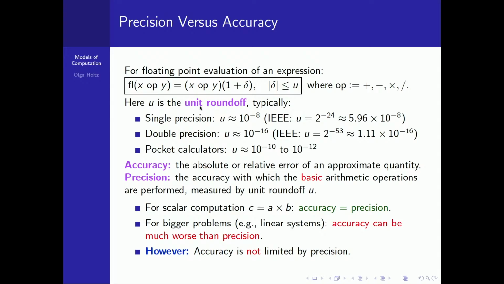If you're performing a single scalar computation, these 2 agree. Accuracy is precision, but otherwise they do not agree. And again, accuracy can be much, much worse than precision. However, accuracy is not specifically bounded by precision. That's a slightly tricky bit. So again, in specific situations, you can do better than precision.